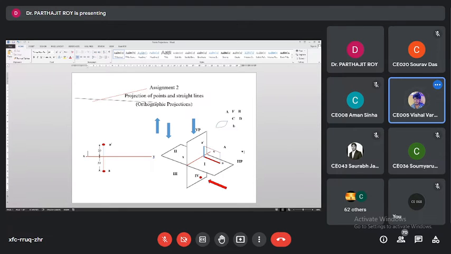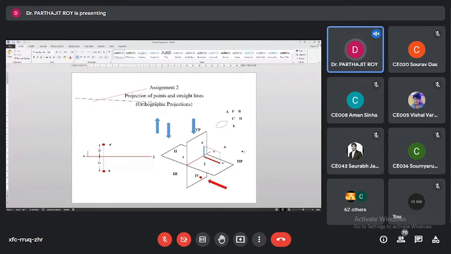Yes, sir. Will there be any chance of overlapping? No. Distinctly, both the views are taking two distinct positions. One below the XY line, another above the XY line.